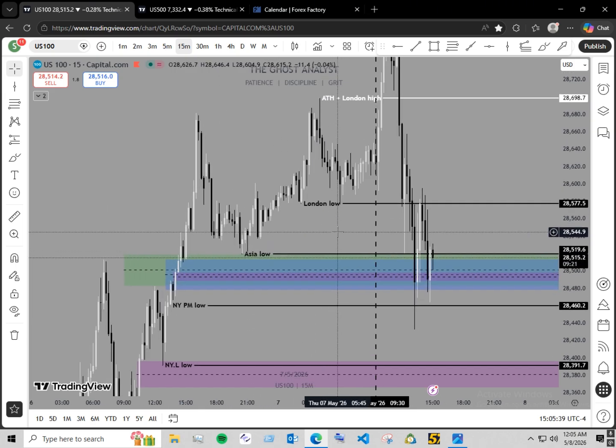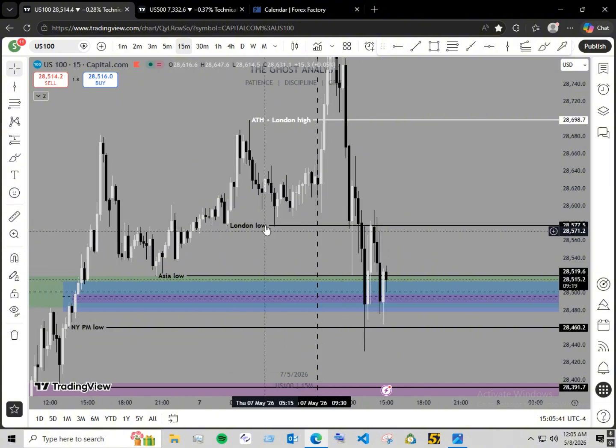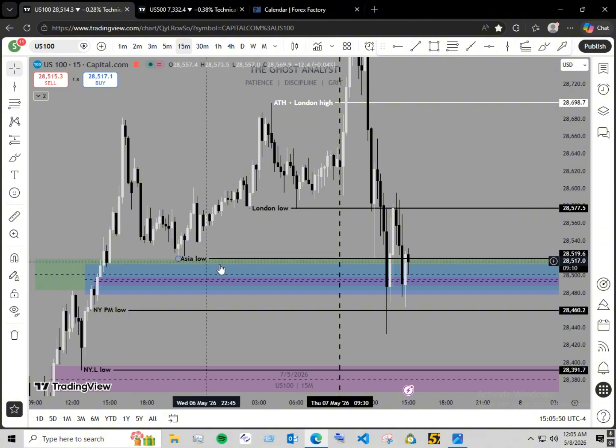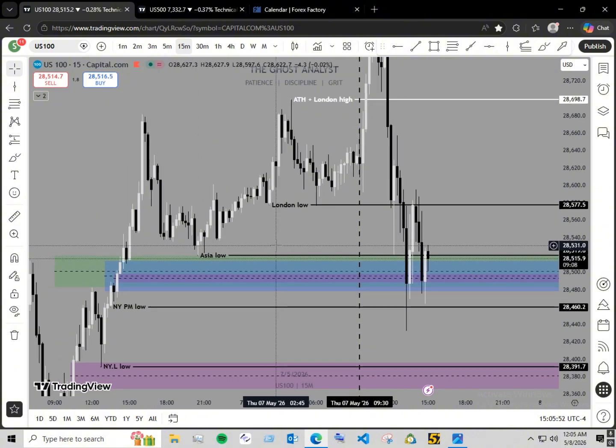Now, ideally, what I was looking for was the market to sweep out these London lows and give a move up towards these all-time highs. But I also wanted the involvement of Asia lows too. But my conviction was that when we are trading at all-time highs, we don't need to get deeper retraces.